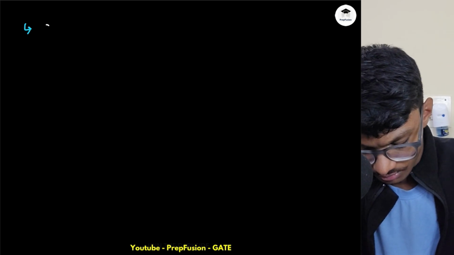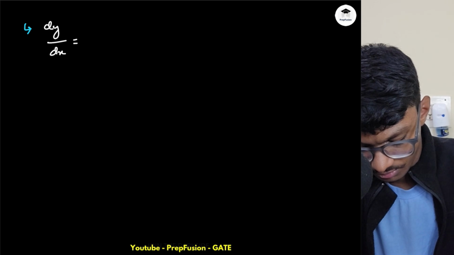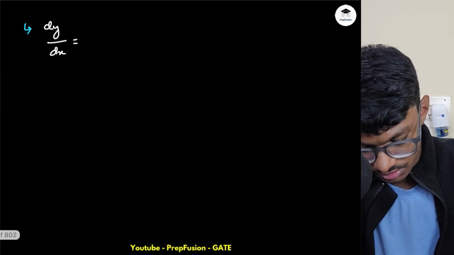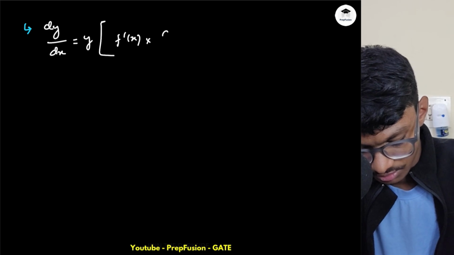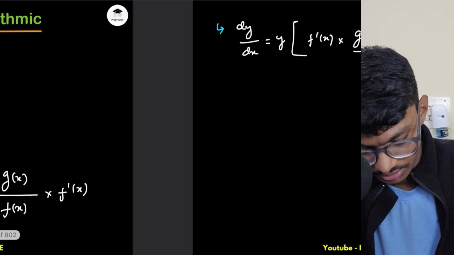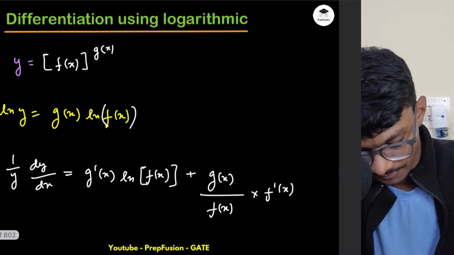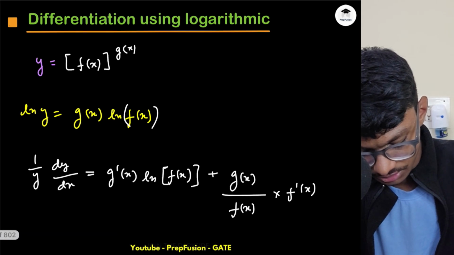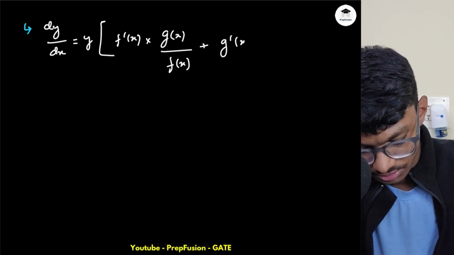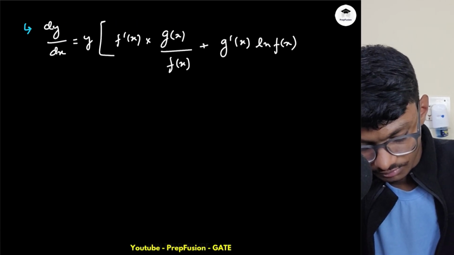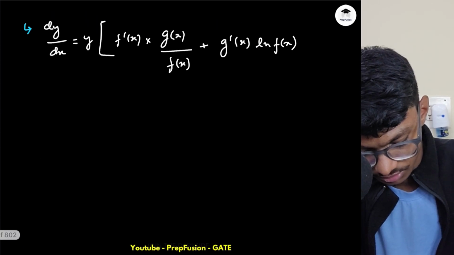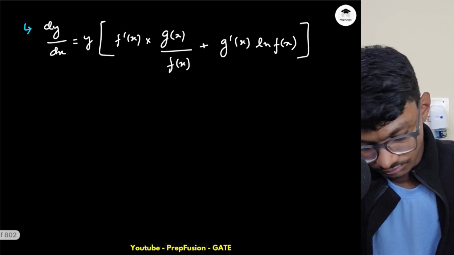dy upon dx equals f dash of x into g of x by f of x, plus g dash of x ln f of x. Okay, so this is my answer.